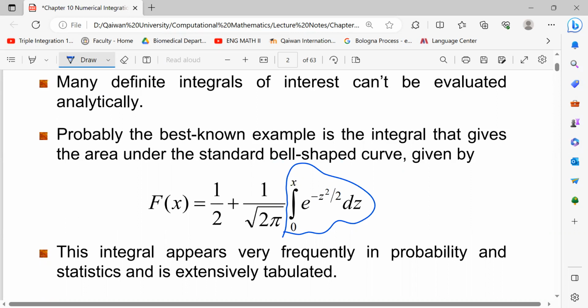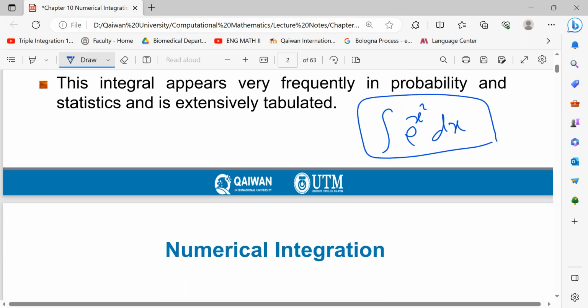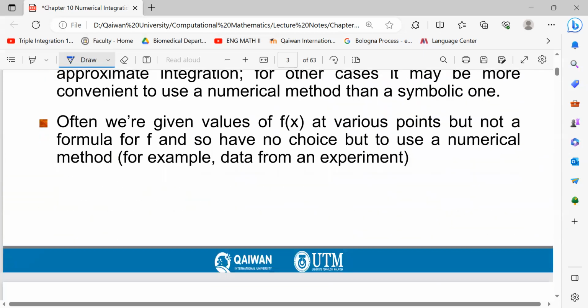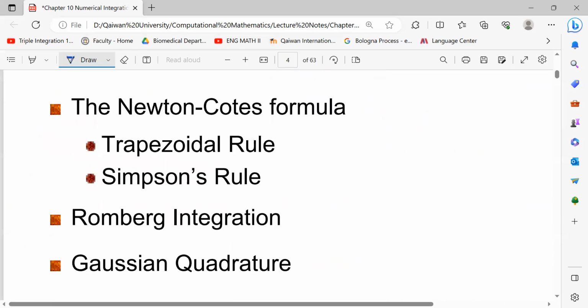Here, what we do, we need to use a numerical method to find the value of this integration. Okay, even if we have, let's say, the integration of e to the power x squared dx, we cannot find this integration. Okay, what we do, we have some numerical methods for evaluating these types of integrals, for those integrals that we couldn't find analytically.